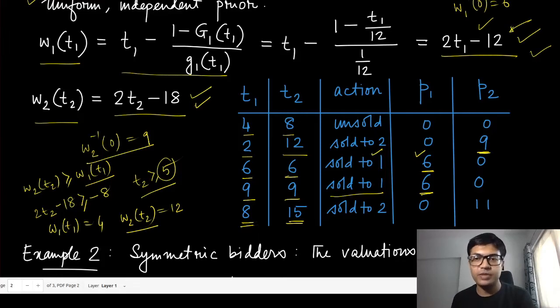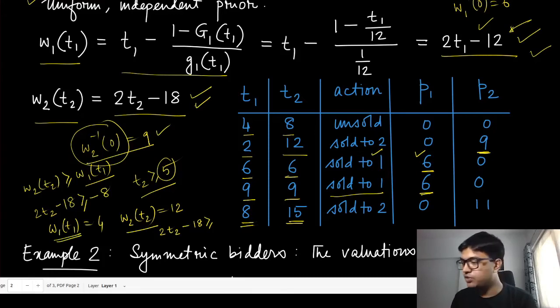so at what point does it start becoming the winner? You can compare between these two things: the point where it starts becoming the winner, and also this W2 inverse of 0, which is 9. Whichever is larger, this agent will be asked to pay that. So how can we consider at which point it starts becoming the winner? To find that, we'll have to look at the virtual valuation 2t minus 18 and equate it to the virtual valuation of the other player, which is 4. That is the point where it starts becoming the winner.